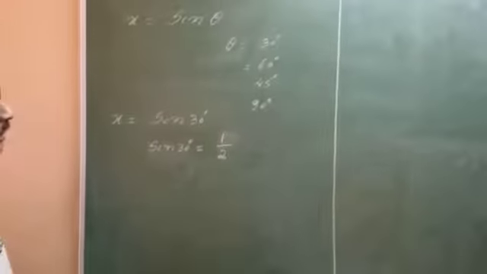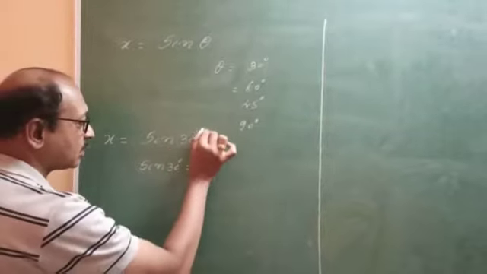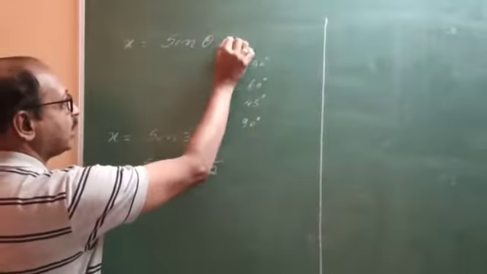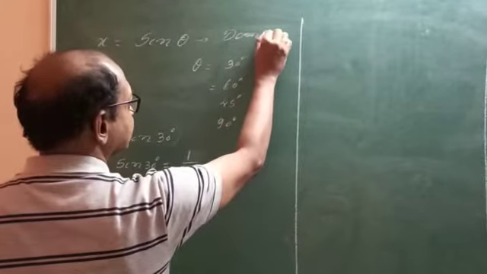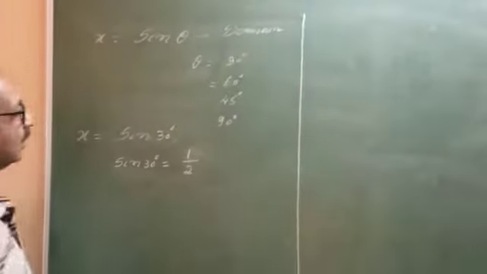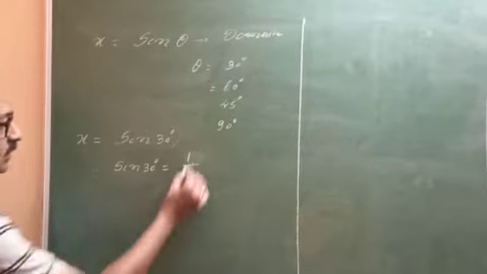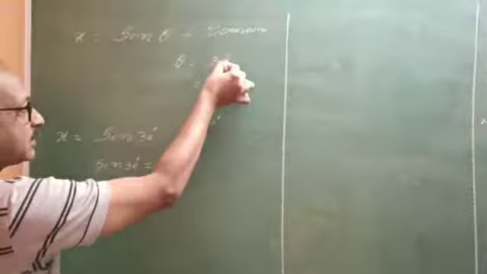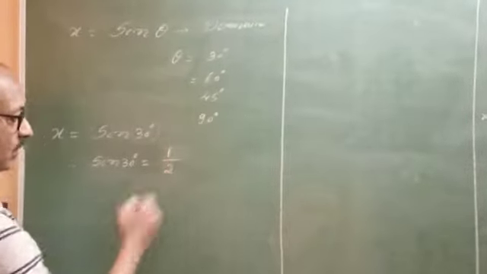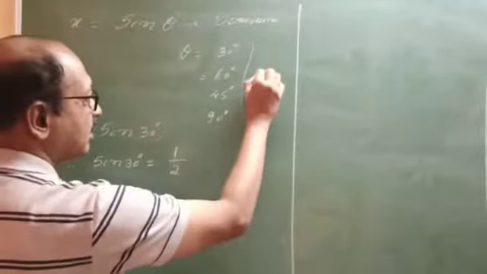Now this theta is termed the domain. And what is this 1 by 2, the value of sine theta? This one is termed the range.